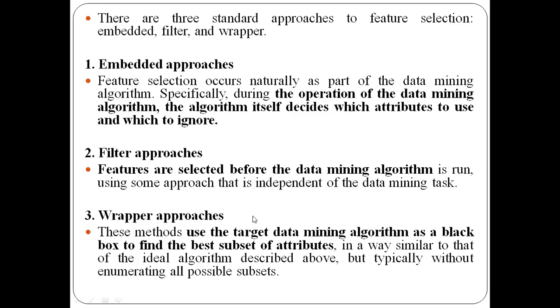So using that target data mining algorithm, you will be selecting the best subset of features here. Okay. So I hope everyone understood the differences here. In case of embedding approach, the algorithm itself, which algorithm you're using, will be choosing the best subset of features. In case of filter approach, the attributes or the features must be selected before running the data mining algorithm. In the beginning only, you need to choose which are the best subset of features for your algorithm. So it is independent of the data mining algorithm.